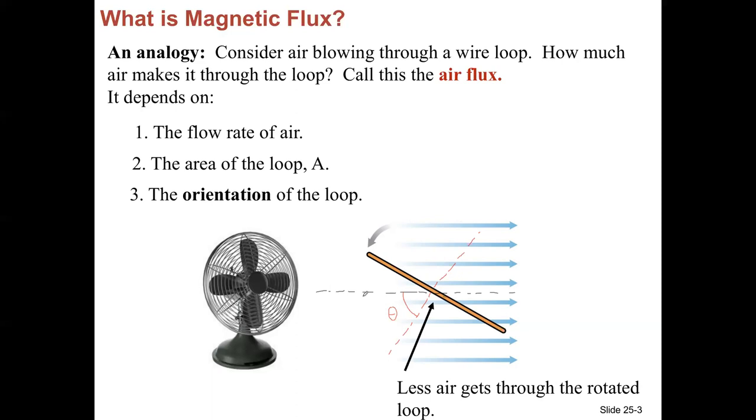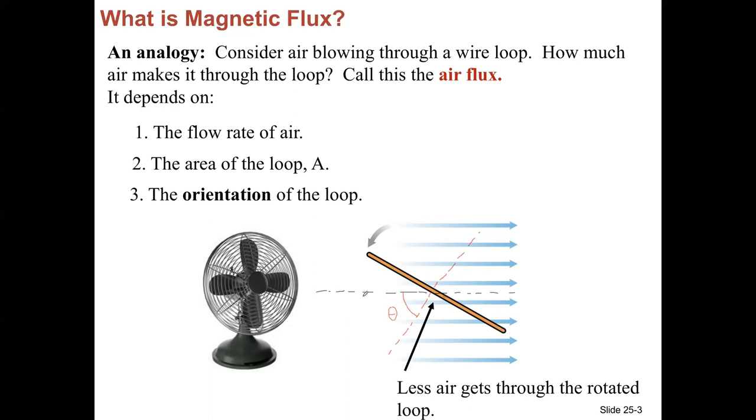So this main idea of the total amount of air that gets through the loop is what we call the air flux. And to measure the amount of magnetic field that gets through some loop of wire, we're going to use the same analogy, but just change the things involved. But I think thinking about this in terms of air and a fan makes it a bit easier to visualize.